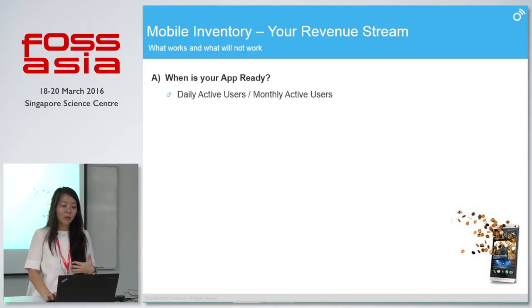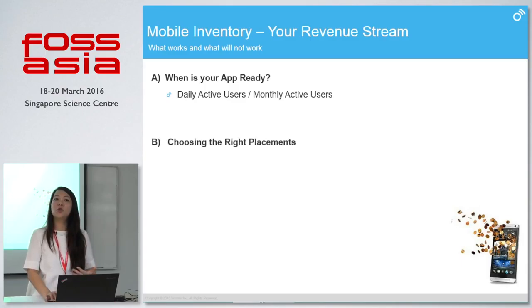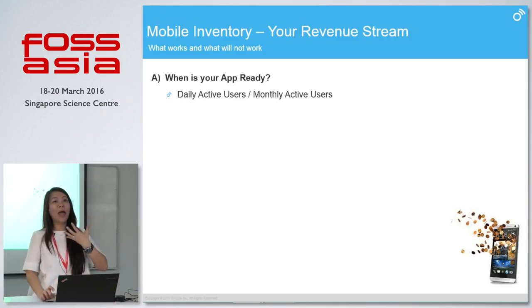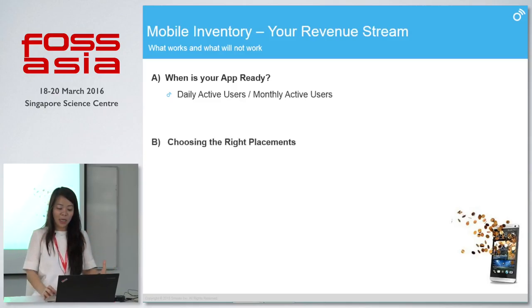So when is your app ready, really? There has to be a certain amount of what we call daily active users. So when your app is launched, number one, we want to drive installs. X million people have installed your application. Next, what you and I need to monitor very closely is your daily active users. This set of people has installed the app. How many of them are using it actively every day, or your monthly active users?